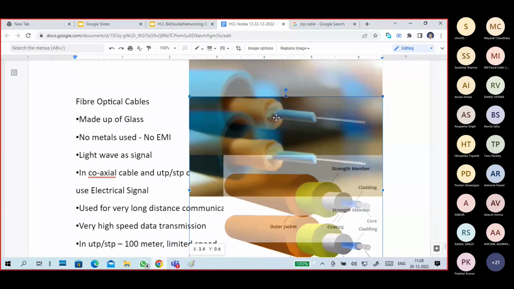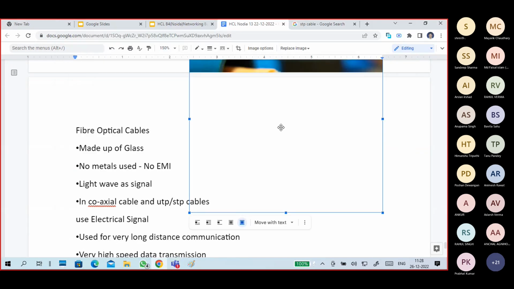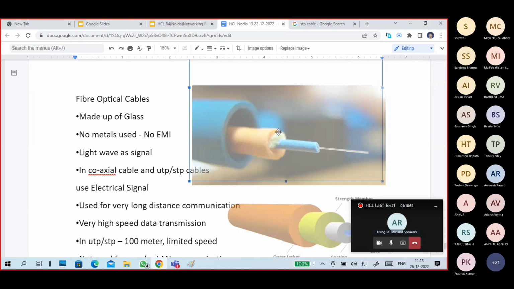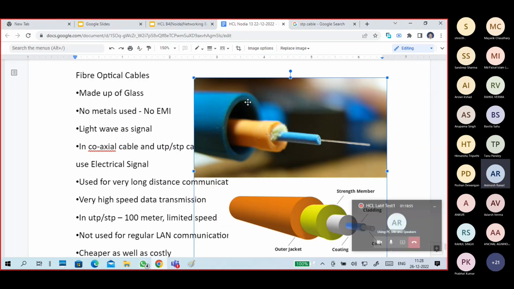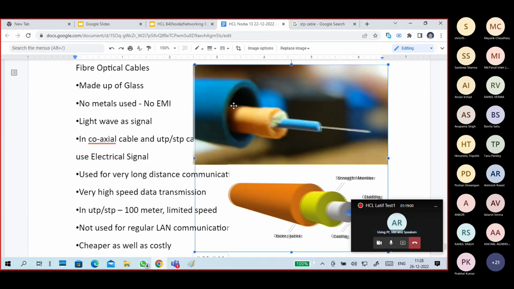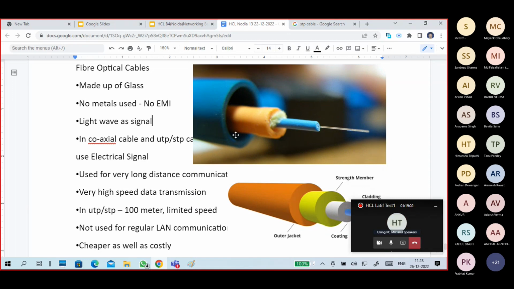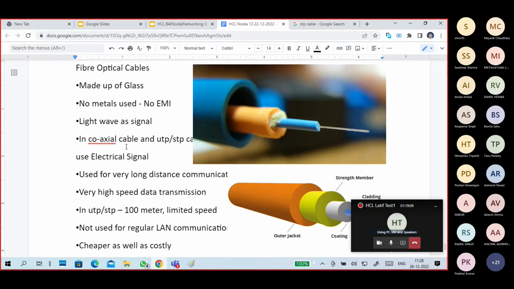Hello. One second. I am disconnected suddenly. Are you able to see the screen? Yes, sir, you are audible. Sir, how will they ask about these cables in the interview? I didn't get it. Sorry, sir. You said something.